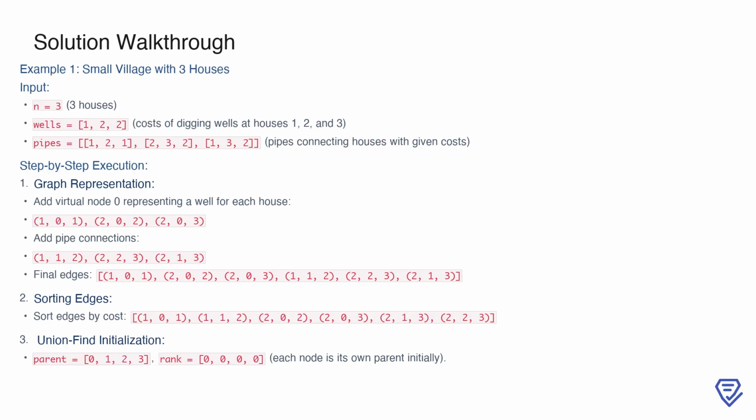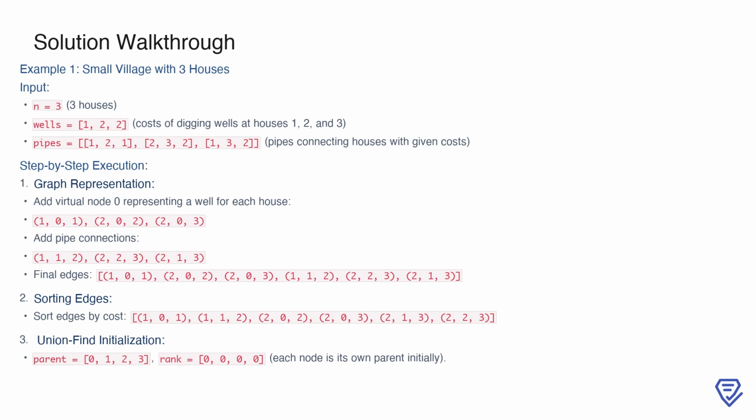Each house is then connected to this virtual node with an edge corresponding to the well digging cost. For example, house 1 has an edge, 1, 0, 1, indicating a cost of 1 to connect to the virtual well. Similarly, edges 2, 0, 2, and 2, 0, 3 are added for houses 2 and 3. Next, we include the given pipe connections, resulting in edges like 1, 1, 2, for the connection between houses 1 and 2. After combining all edges, we have the complete graph representation with edges 1, 0, 1, 2, 0, 2, 2, 0, 3, 1, 1, 2, 2, 2, 3, 2, 1, 3.